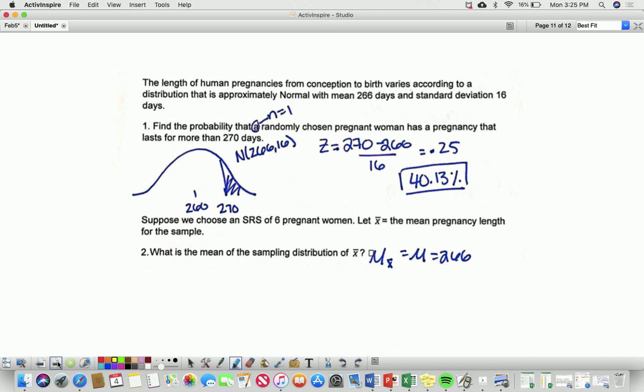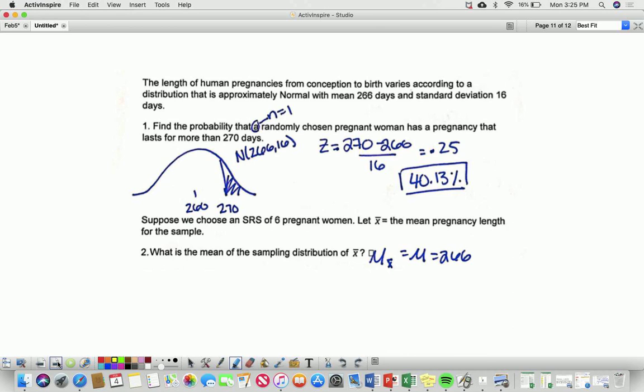Okay, number 1, the probability that a randomly chosen pregnant woman has a pregnancy that lasts more than 270 days. My n is just 1. So I'm just doing it normal. 270 minus 266 over 16 is 2.5, so 40.13%.